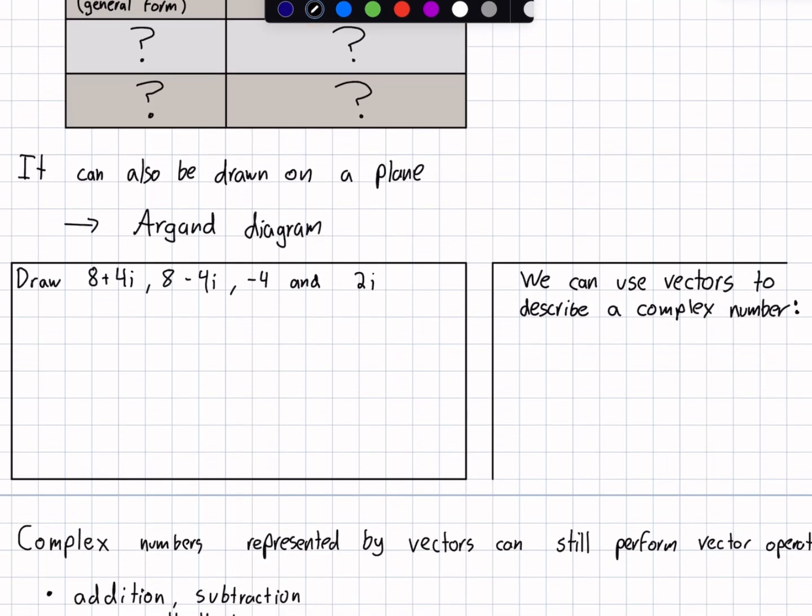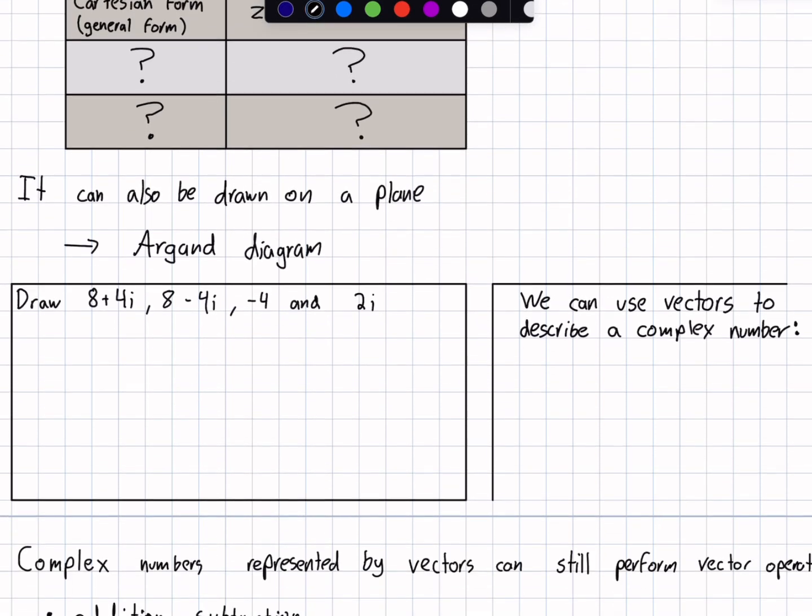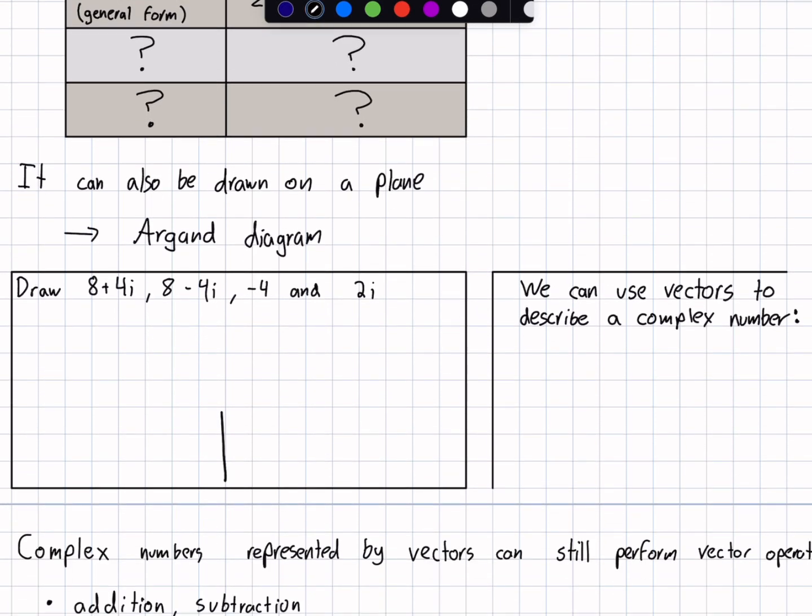So here, our task will be to draw 8 plus 4i, 8 minus 4i, minus 4, and 2i on a complex plane. So first, we'll have to draw out our plane. And you will usually have the y-axis, you will have the imaginary axis denoted by an i. And for the x-axis, which used to be our real axis, we will have the letter R.